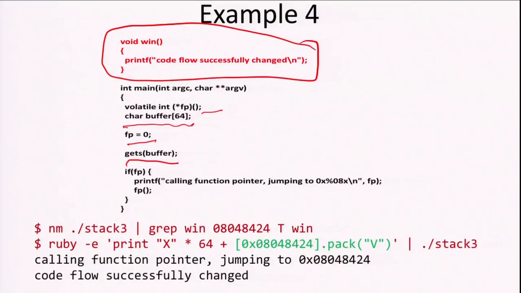So first we run the nm command and then grep for the function name win, because we want to know where the address is, and this should be in the next line, as that would be our answer to this nm command with the grep. So what this says is the address of the function win is 08048424. Now this time we are using Ruby. I mean, you could use anything, like Python as well.